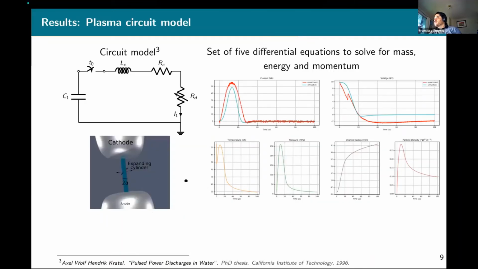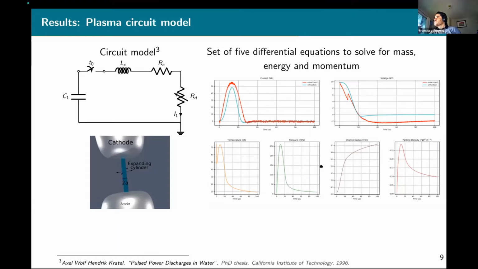Related to our work, we divided the generation of shock waves into 2 stages. The first one is an early stage where the plasma is expanding. For that, we use a very simple circuit model in which we treat the plasma as a time-dependent resistor, and we couple it with the parasitic inductances and resistance and the capacitance of the system. And we use just a simple ODE to describe the evolution of pressure, temperature and channel radius.